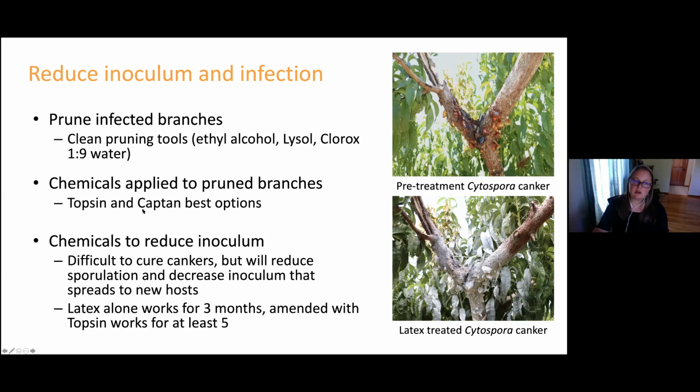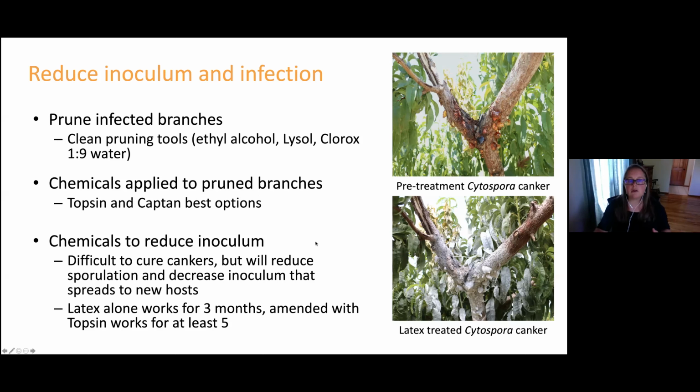Some growers are starting to use chemicals that they apply to the pruned branches. Typically they will either use latex or they'll use latex and Topsin, but it's nice to be able to see the area that you've basically controlled. And so that can be really important.